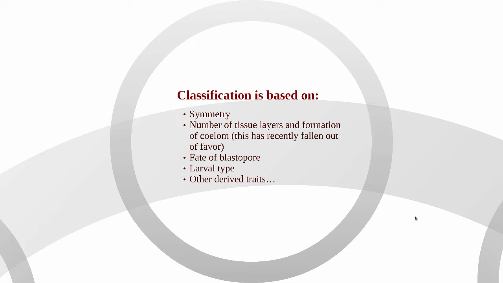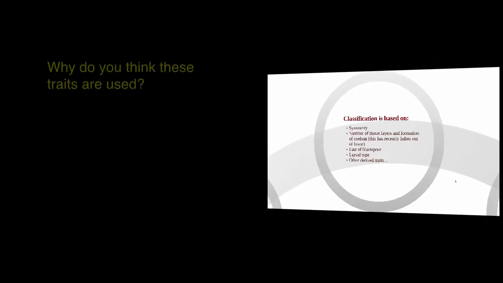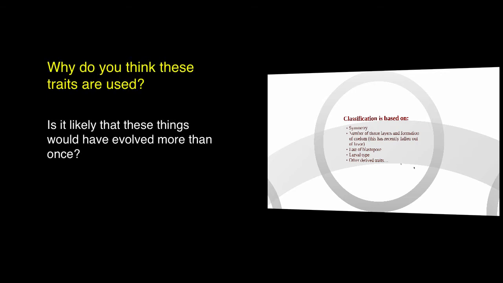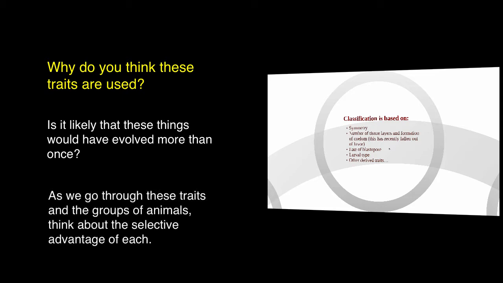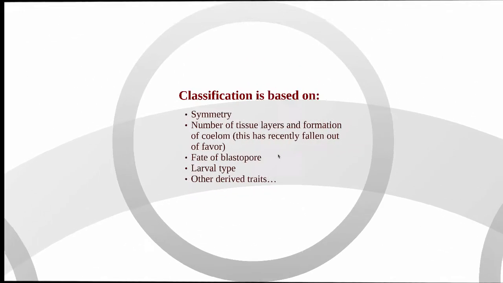The second one is tissue layers in the formation of a body cavity. The term for body cavity is a coelom. That's how that word is pronounced here. The fate of the blastopore, so during gastrulation, based on that, we'll go over that in a second. A new characteristic that really wasn't talked about when I took this course was the type of larva. And then there are some others that we'll talk about more specifically within each group.